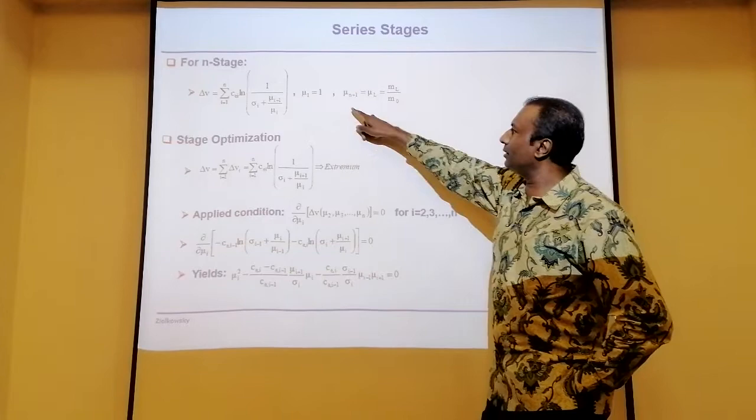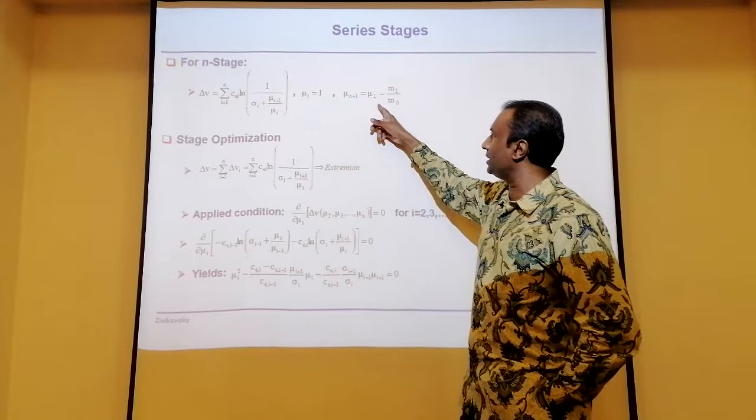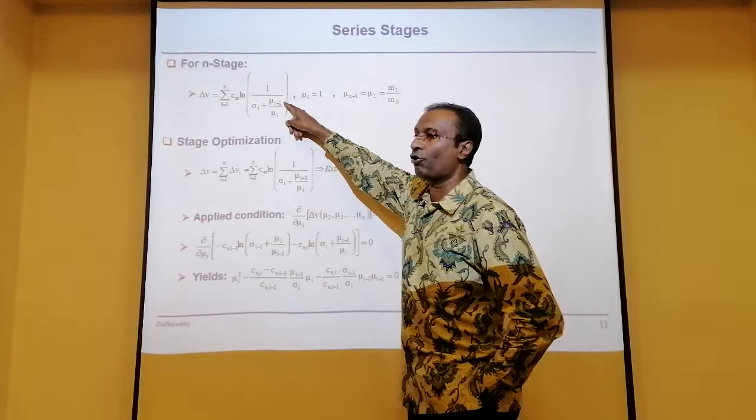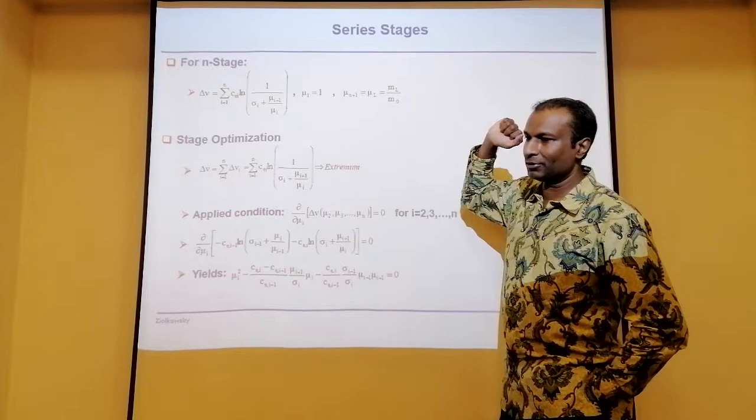Mu 1 is always 1. Don't even bother calculating, mu 1 is always 1. And mu L, this is mu L, the last stage, will be basically your total mass. For example, the last stage is mu 3 and mu 4, right? So mu 4 is basically your payload ratio. Payload ratio is the actual mass of the payload itself over the total mass of the rocket. So you should be able to calculate this.